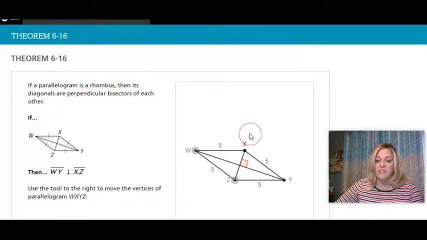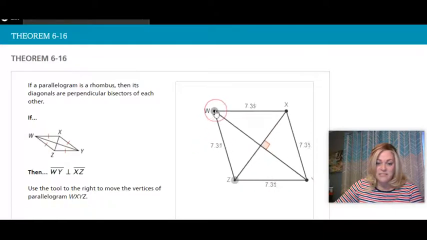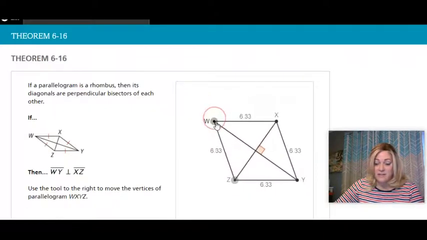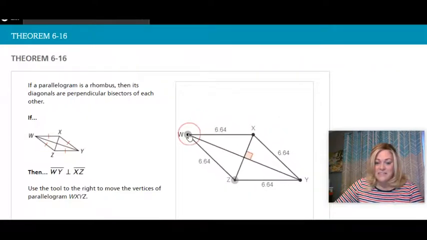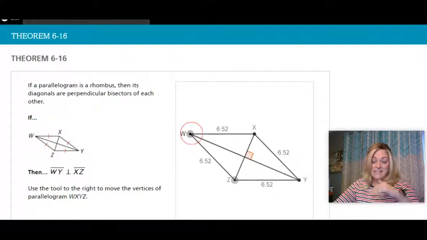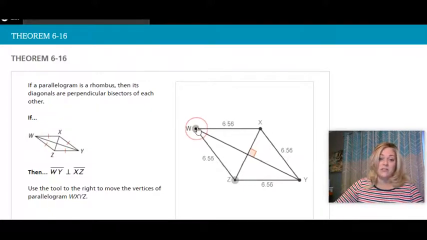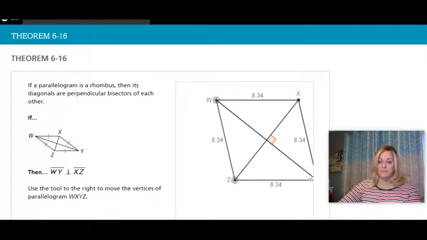And no matter what I do, oops, let me change this. No matter what I do to this manipulative, these side lengths, of course, are going to be the same because those sides are the sides of a rhombus, and all four sides of a rhombus are the same. So they're perpendicular bisectors. So you are bisecting this segment or diagonal and this diagonal as well.